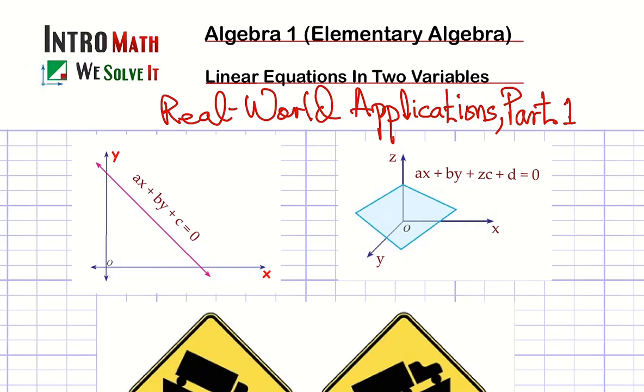Alright, so real world applications for linear equations in 2 variables.